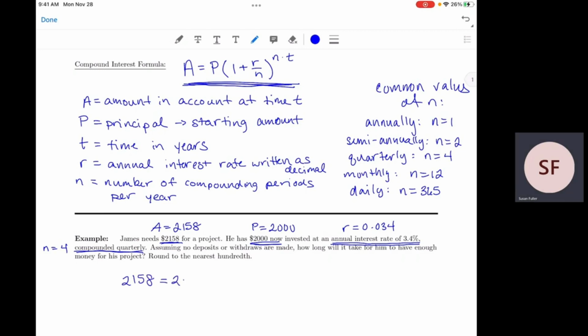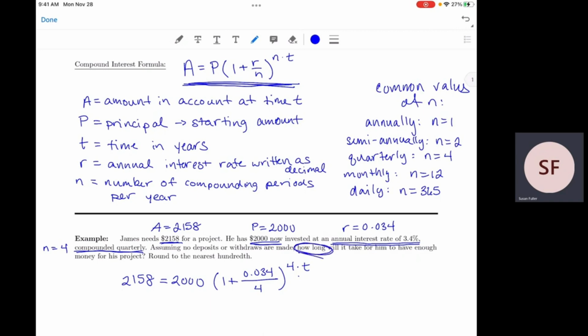My value of P is $2,000. And then I'm going to have the quantity 1 plus r, which is 0.034 over 4, all to the 4 times t power. I'm just plugging in what I have. So my A equals P times the quantity 1 plus r over n, that quantity to the n times t. Plugged in everything that we had, and t is the only thing that we don't have here. And t is what we're looking for.